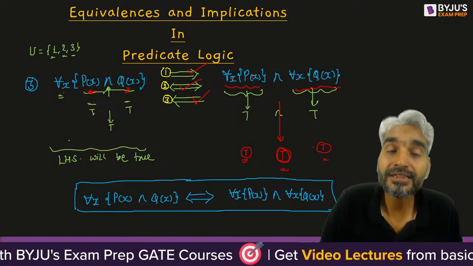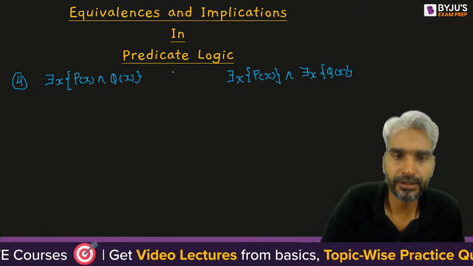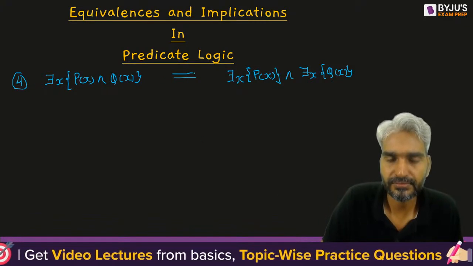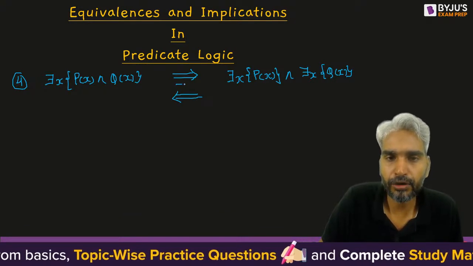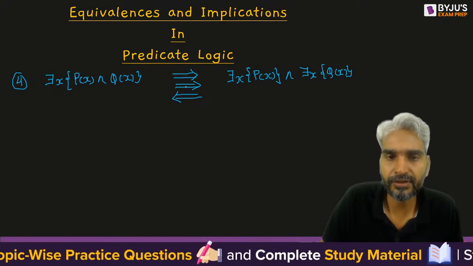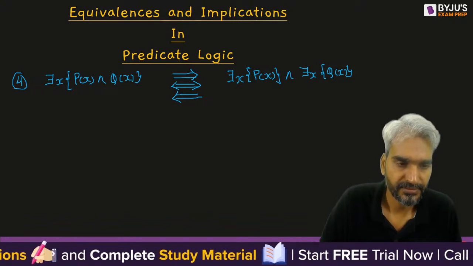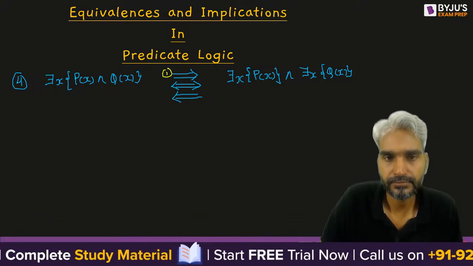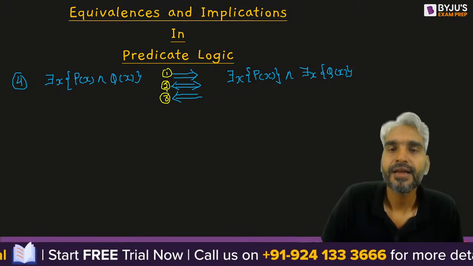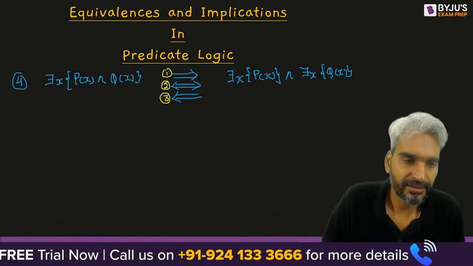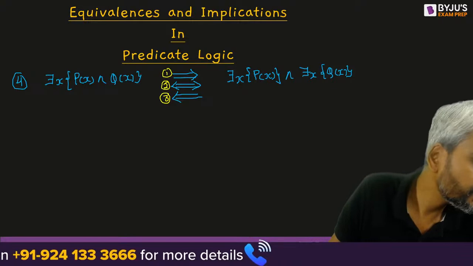Clear? Now let's look at the conjunction with respect to the existential quantifier. Again we need to check these three things. Whether the first one will hold true or the third one will hold true. If both first and third hold true, then the second one will hold true, that is they will be equivalent. So let's check. Again, this is important. This is where people fail to understand the concept.